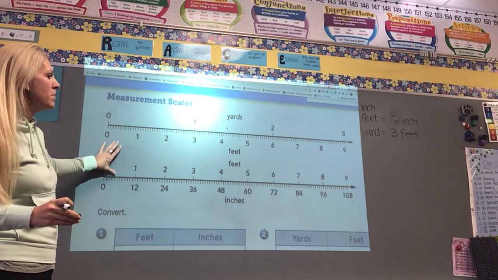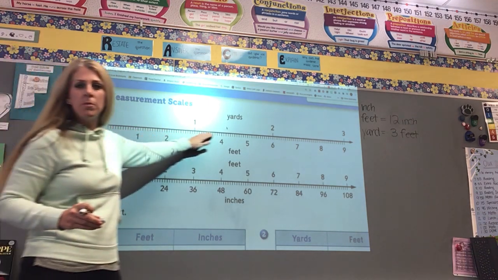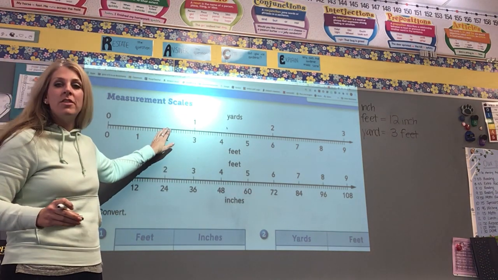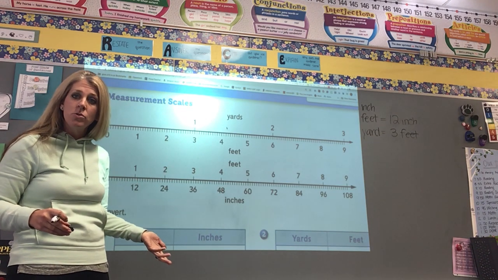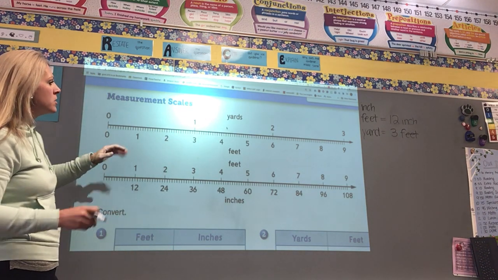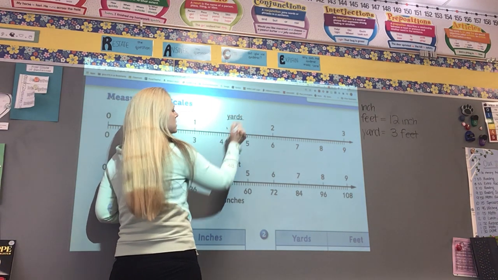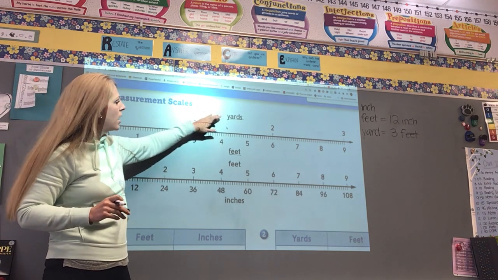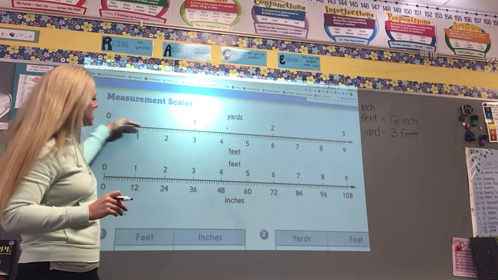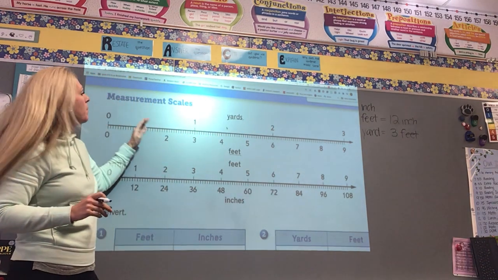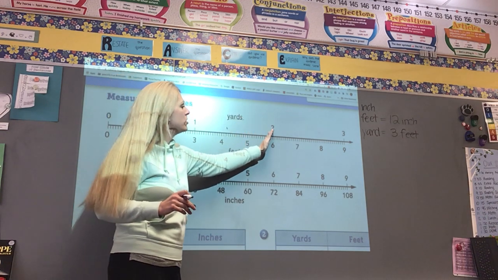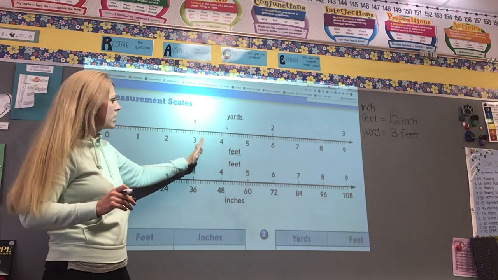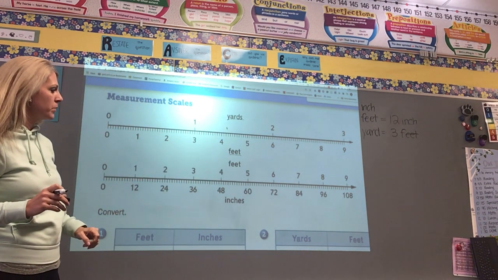So if I take a look at my measurement scales here, I've got 2 number lines, and we were just talking about a ruler. So hopefully you notice up here that these pictures look very similar to a ruler, right? Just a bigger version. I see the words that we were just talking about. I see yards here. I see feet. Okay, so this first one is showing us a comparison or a scale between yards and feet. So one number line, up top here are measurements in yards, 2 and 3, and at the bottom we see measurement in feet, 1, 2, 3, 4, 5, all the way up to 9, okay?